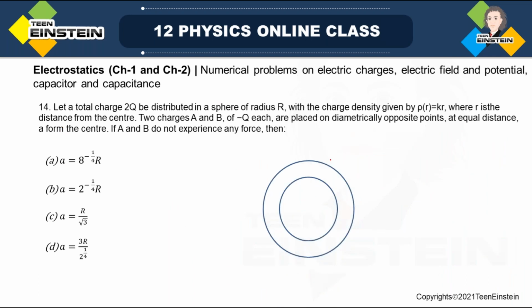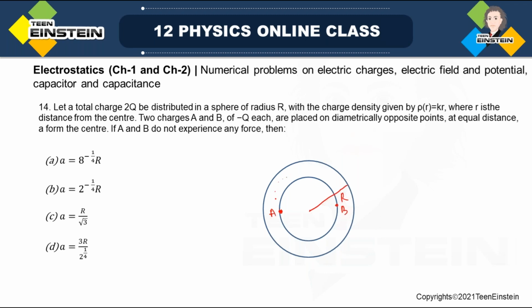So let us consider this sphere having capital radius R, and there are two diametrically opposite points, a and b. Here minus q charges, or capital Q charges, are there at a and b.